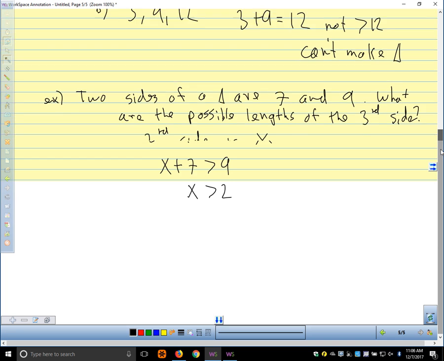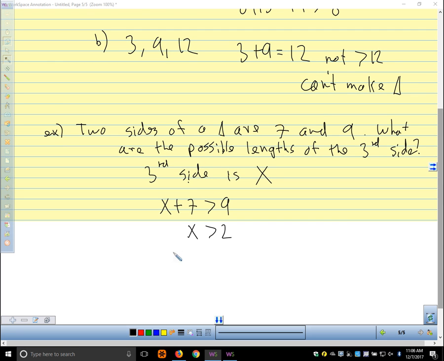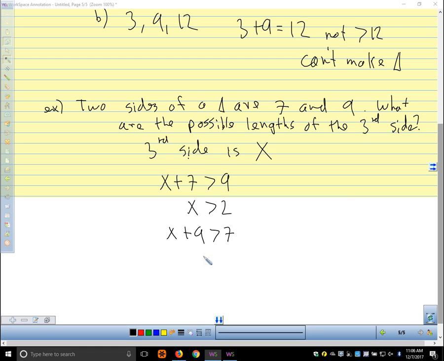Let's look at the second possibility. X plus 9 has to be greater than 7. So those two added together has to be bigger than that side. I subtract 9 from both sides and I get X is greater than negative 2. Can the length of a side of a triangle be negative? No. So I'm just going to toss this one out. We can't have negative side lengths. So don't worry about that one.